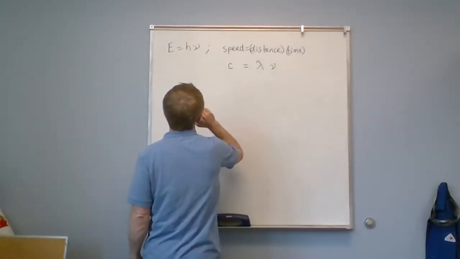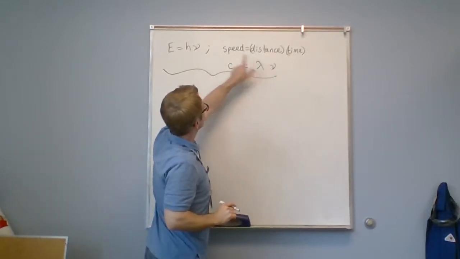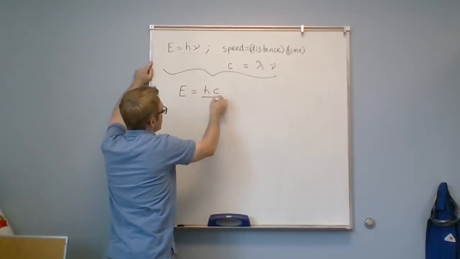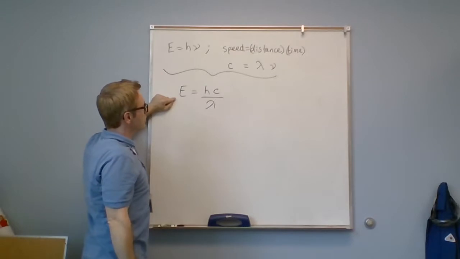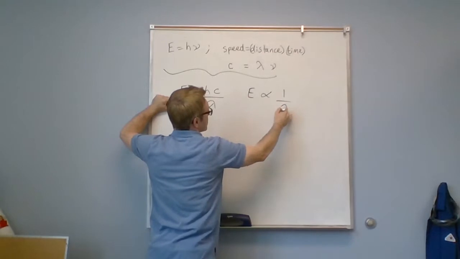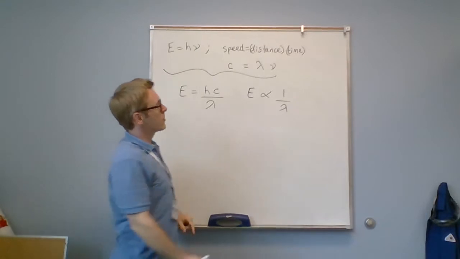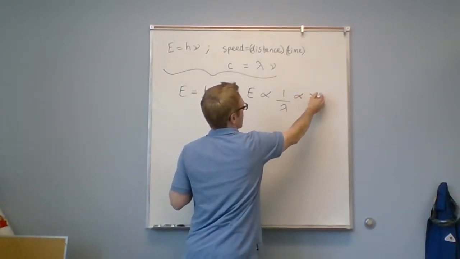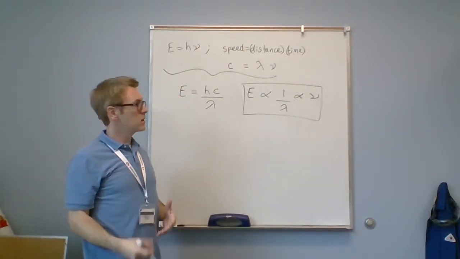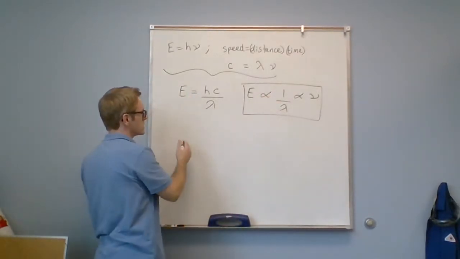If we combine these two equations together, so we can insert nu into here, we get E is hc over lambda. We can see from this equation that energy is proportional to 1 over wavelength. Now we already know that energy is proportional to frequency. So this has some important relationships that we can use. So energy is proportional to 1 over wavelength. It's proportional to frequency.